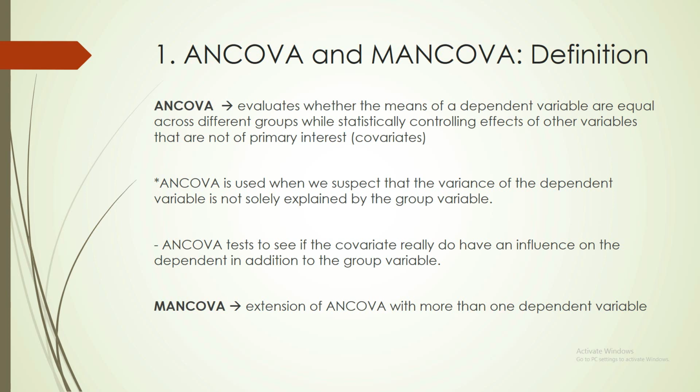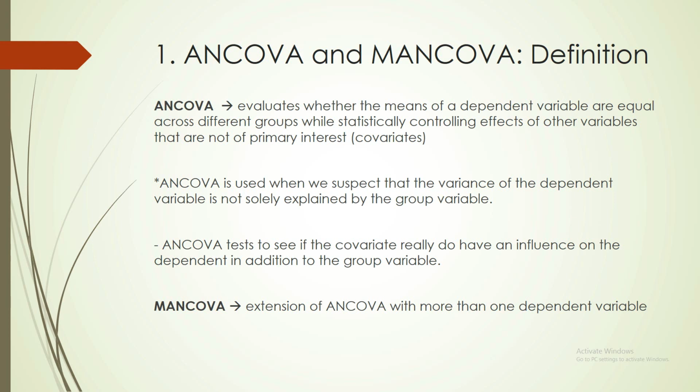So what is ANCOVA? First of all, ANCOVA, like ANOVA, where ANOVA stands for Analysis of Variance, ANCOVA stands for Analysis of Covariance. ANCOVA is similar to ANOVA in the sense that it compares the means of the outcome variables to see if they are statistically different from each other when we have a group variable with more than two categories.